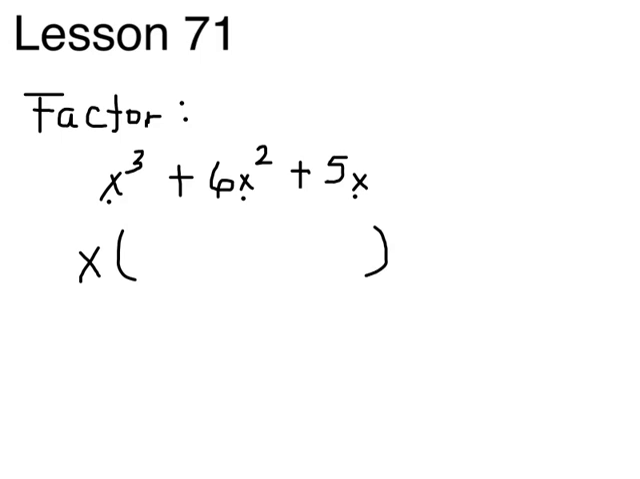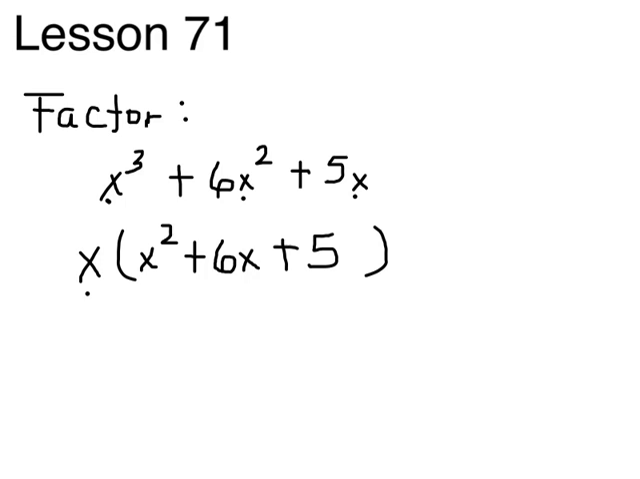All right. What would I have to multiply this x by to get this term? Well, x times x squared is x cubed. And I'm going to do the same thing in each of these. I've got to multiply this by 6x and this third term only by 5.